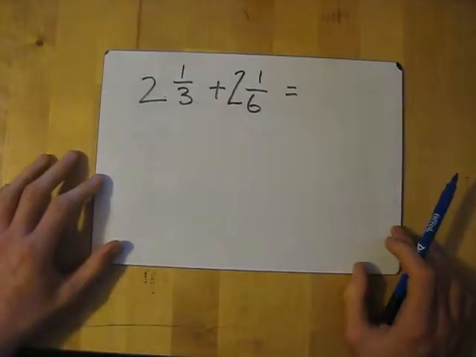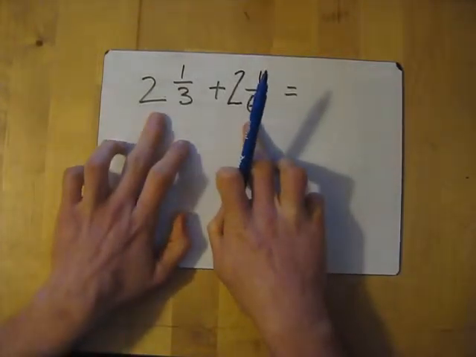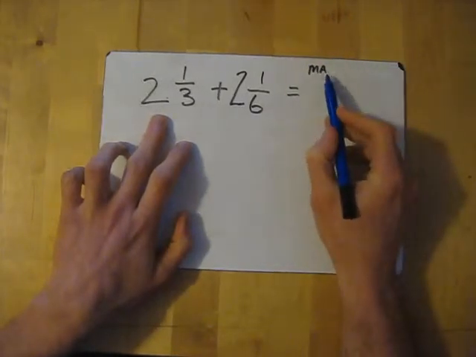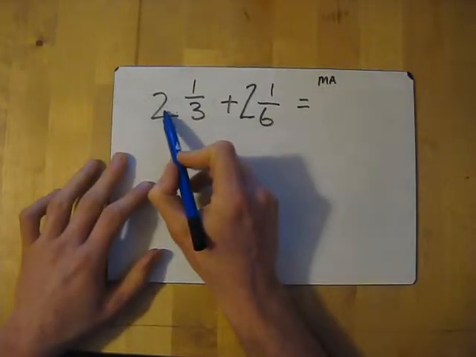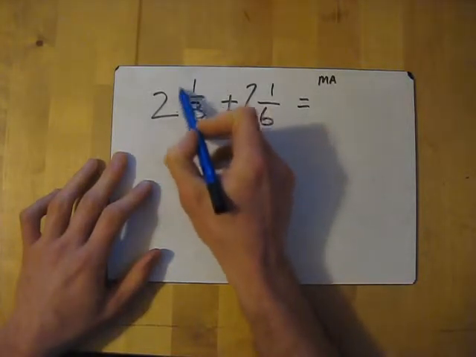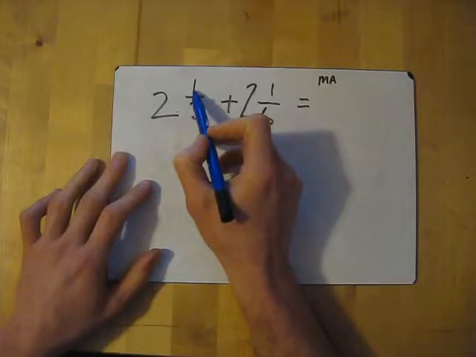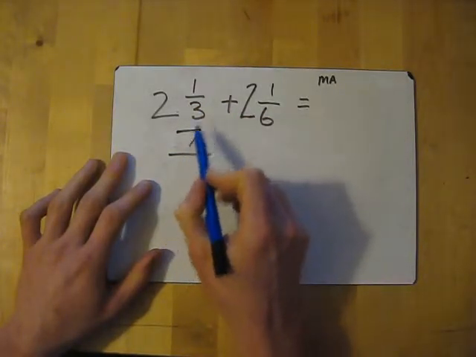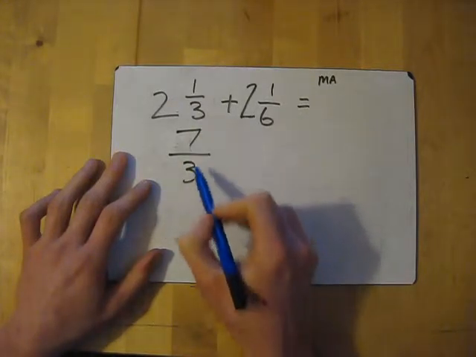We've got 2 1/3 add 2 1/6. So first thing, we need to convert these into improper fractions. So they're mixed, so we need to ask our ma for help. Multiply and add. So we multiply the whole number with the denominator. So 2 times 3 is 6. Then we add the numerator to that answer, which is 7. And the denominator always stays the same, so it's 7/3.